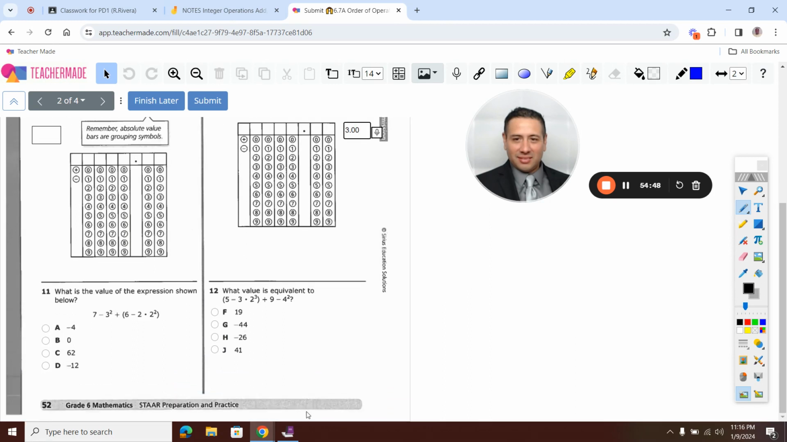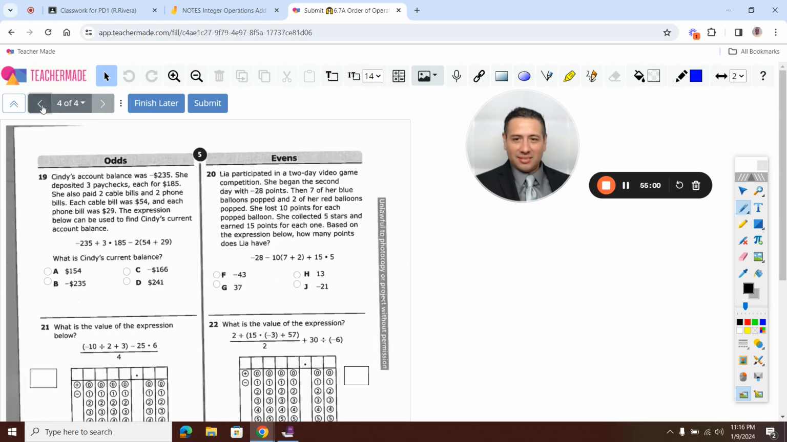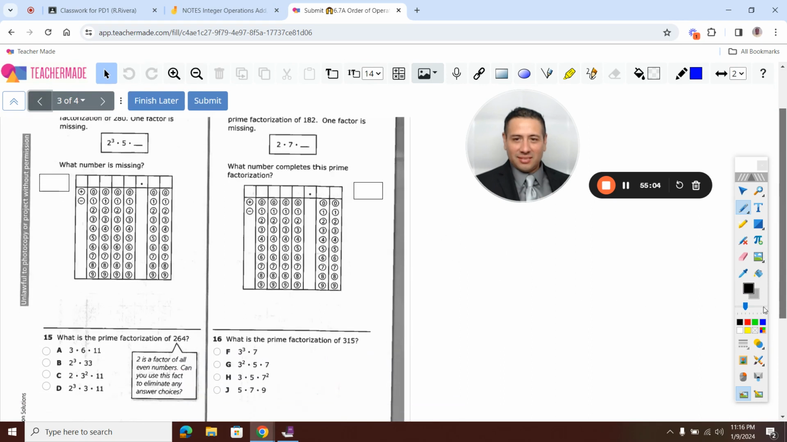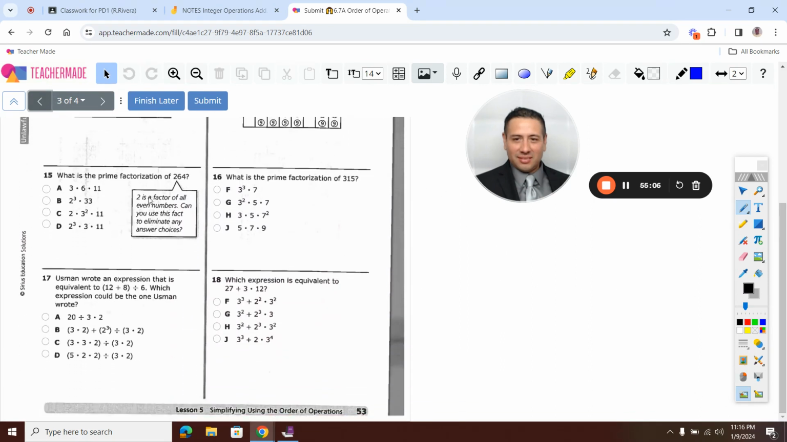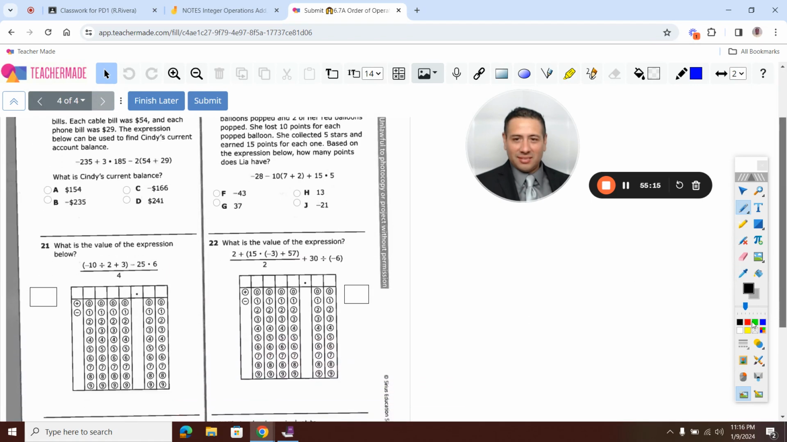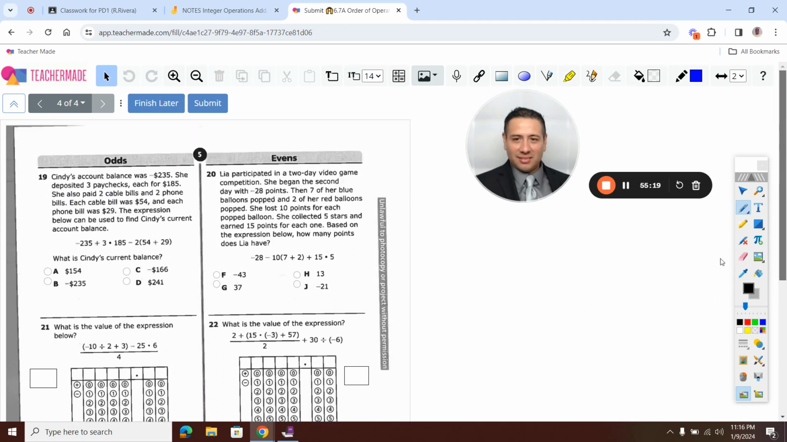Tomorrow we're going to continue. We're going to do these in class, which will be on Thursday. We're going to do 11, 12, 13, and 14, 15, 16, 17, 18. And then the last page is the toughest page, which we'll be doing on Friday. Okay?